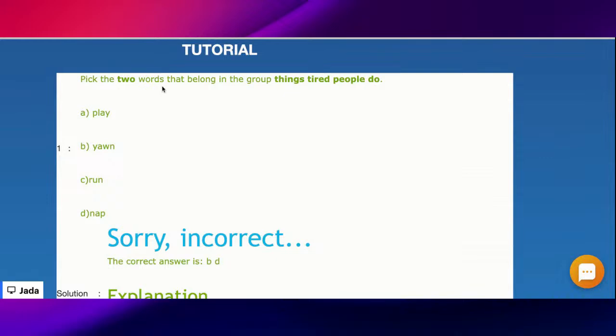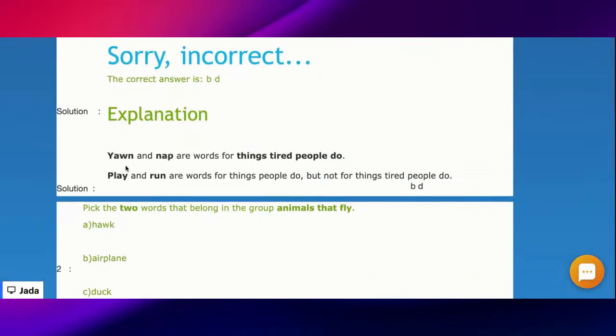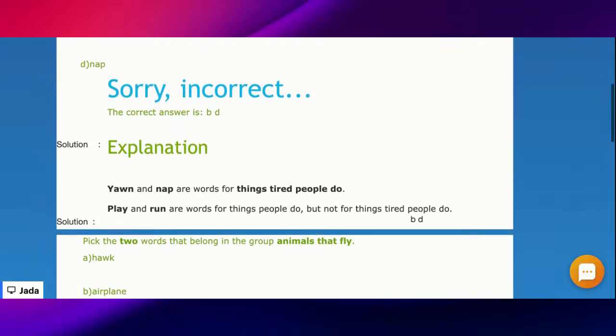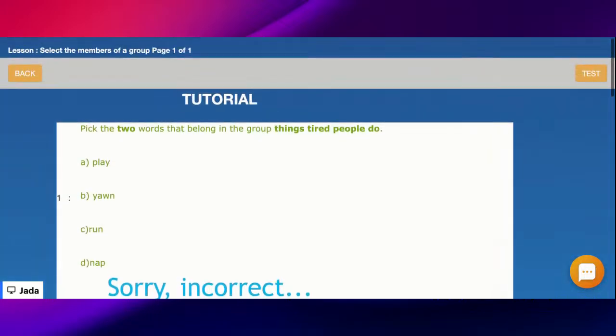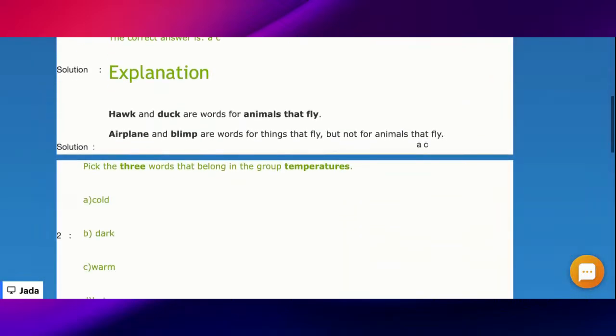here it says to choose two words that belong in the group of things tired people do. So if you're tired, what would you do? You keep yawning and then you would take a nap. So when you're tired, you will yawn and you will nap. So you have to choose two options. It will be the B and then D. So that's what this test is about, you choosing the group depending on the question that comes. You have to choose the member of the group.